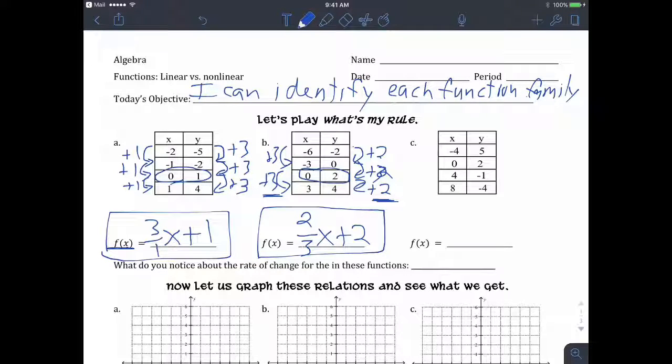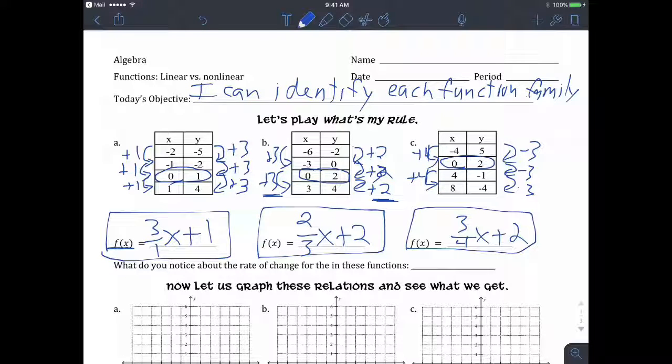All right, letter C, we're going to go ahead and do that one. So the input of 0 gets me an output of 2 again, so it's going to be x plus 2. We're going to find out what goes out in front of the x. So we can see that over here we're decreasing by 3 each time. And then on the other side, we're increasing by 4. So each time you go up by 4. This gives me a rate of 3 over 4. That's what goes out in front of the x over here. So this is the rule for C.